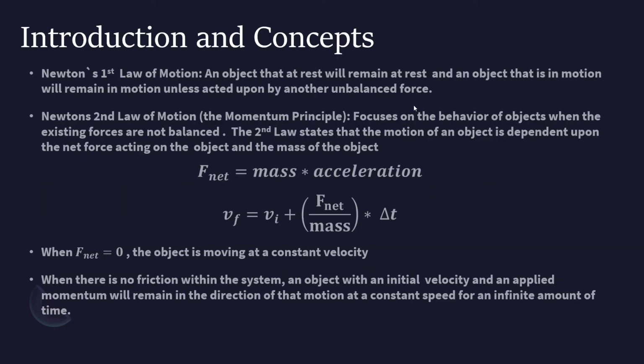Newton's first law of motion states that an object that is at rest will remain at rest. An object that is in motion will remain in motion unless acted on by another unbalanced force. If the object in motion does not have any force upon it, that object is at constant velocity.